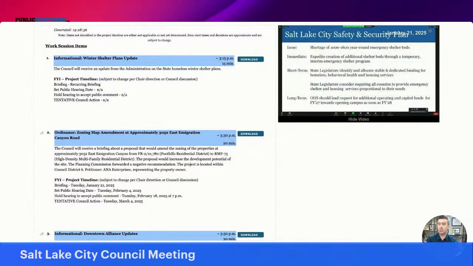This is the safety and security plan. So I'm sure you've read through the entire plan and you have many questions on all parts of it already. But if you haven't, that's okay. This is one recommendation from that plan that's specific to shelter.